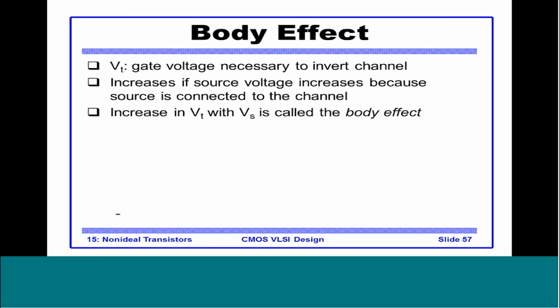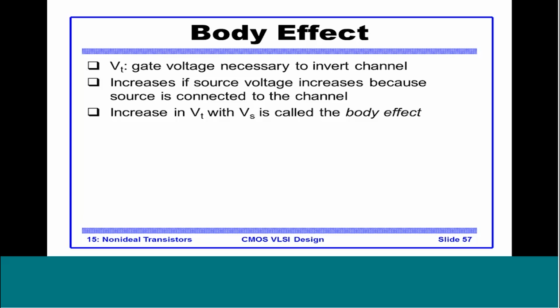There is one more factor called body effect. Now all along we have been saying that the substrate of the MOS is tied to 0. The body is grounded for NMOS. For PMOS obviously it will be tied to VDD. But what if the source voltage increases, because the source is connected to the channel?